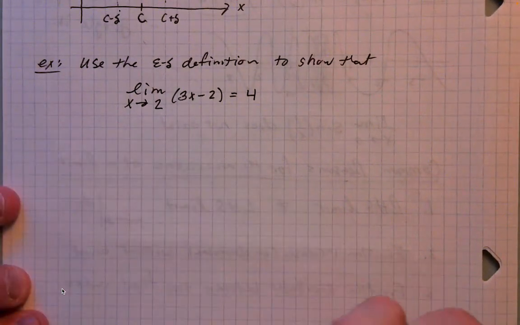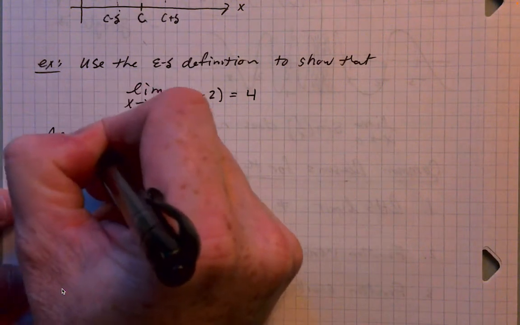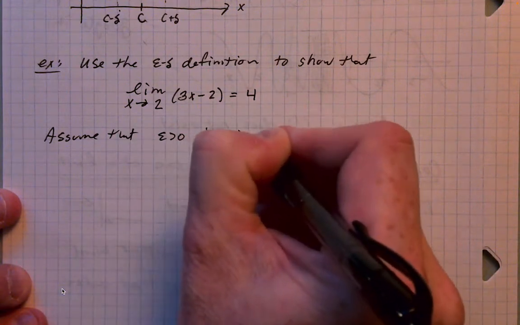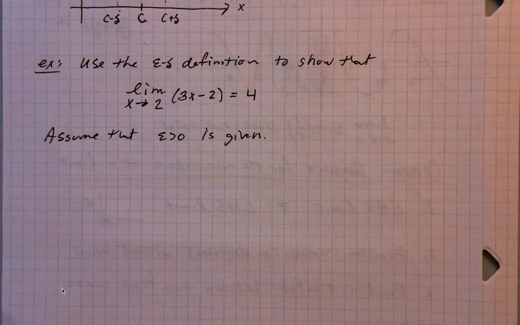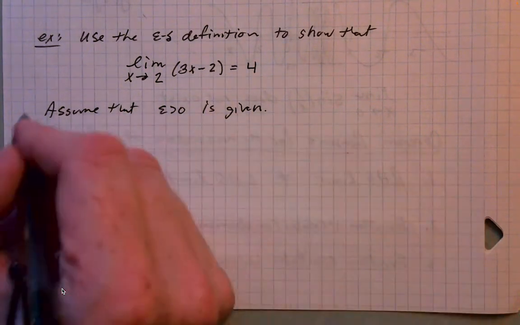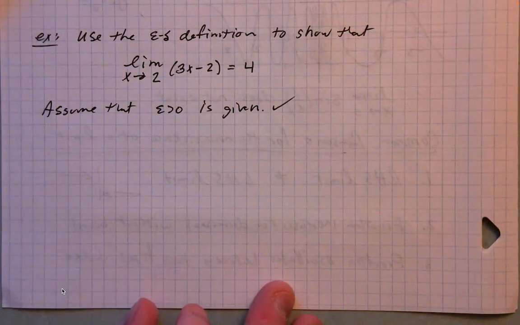So what we want to start with, you always want to assume that epsilon greater than 0 is given. And all that means is that somebody gave me an arbitrary epsilon and I have to work with it, right? The fact that it's arbitrary means it can be as small as you like, which means you can think of it as infinitely small. So that's always the first piece, right? You always have to start from that assumption. That's the assumption that the argument is based upon.